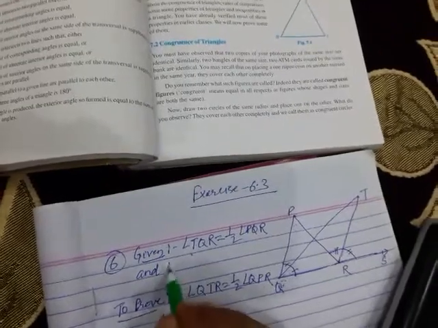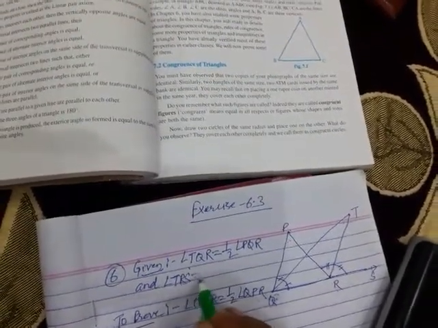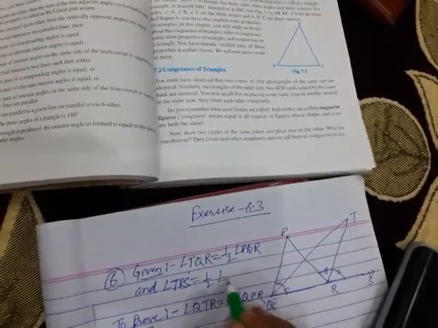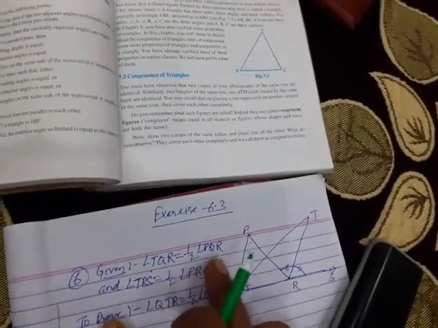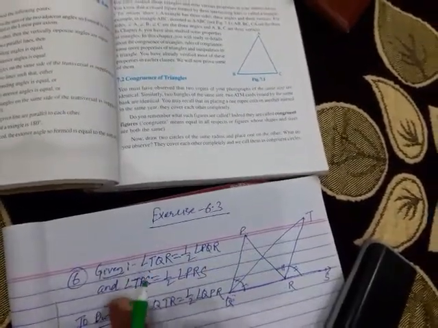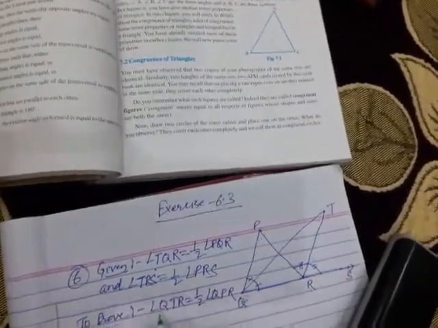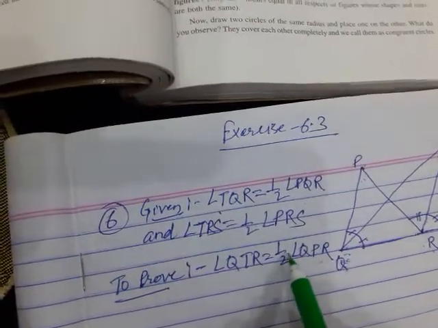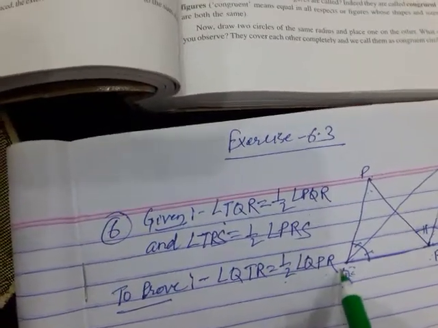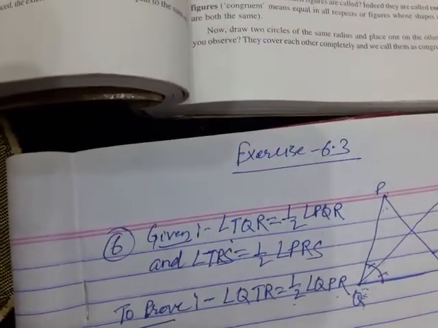Angle TRS equals half of angle PRS. So this much is given. What is given? Angle TQR equals half of angle PQR, and angle TRS equals half of angle PRS, and we have to prove that angle QTR equals half of angle QPR. Okay, children, now let us prove it.